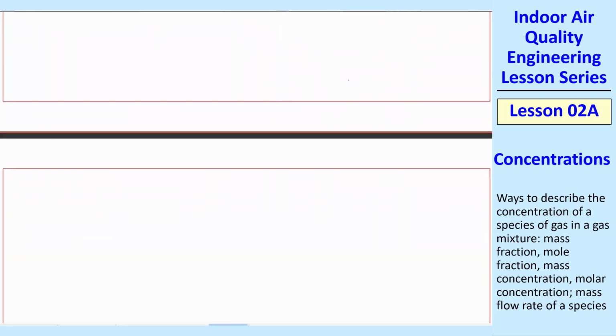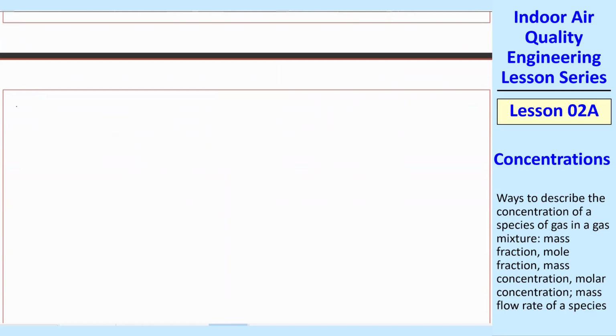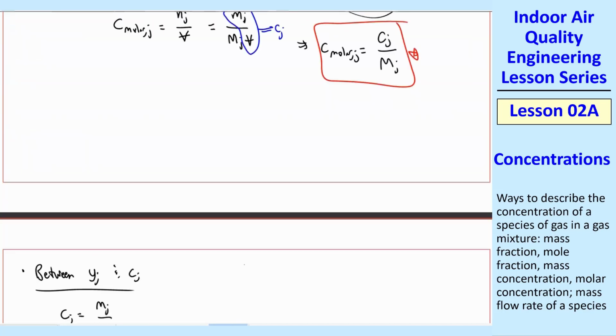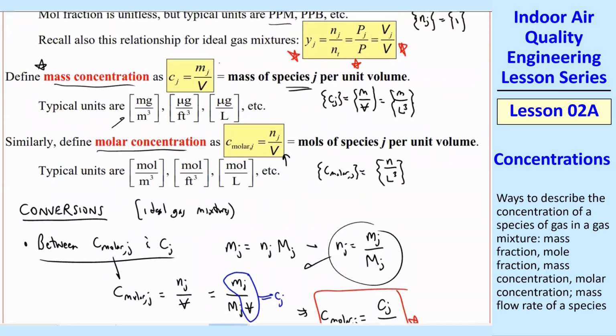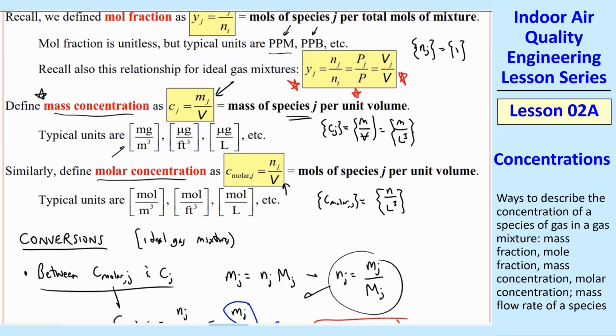All right, let's do one a little more complicated, but still not real difficult. But let's do a conversion between Yj, mole fraction, and Cj, mass concentration. I'm going to start with mass concentration definition. Cj is mj over V. That's from up here. And then remember, we have ideal gases we're talking about, and we also have this one, which will be useful to us, Yj is Pj over P.